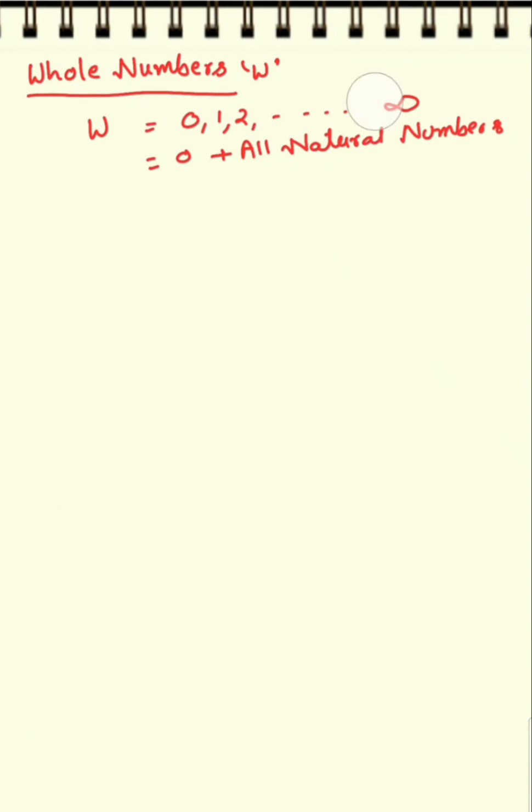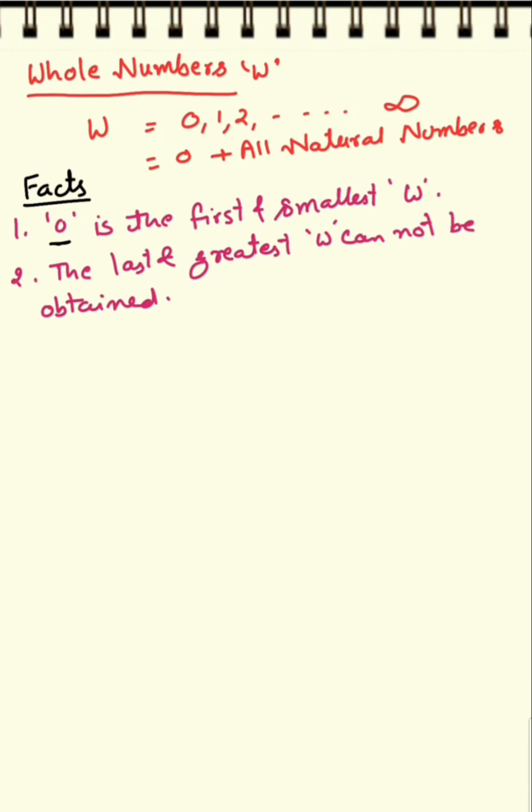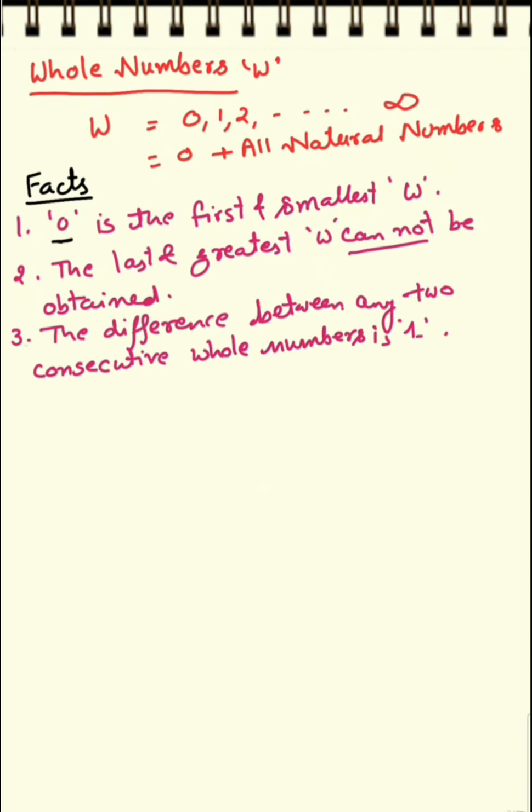Next we have whole numbers. Whole numbers are 0 plus all natural numbers. Now some facts about whole numbers. First, 0 is the first and the smallest whole number. Second fact is, the last and the greatest whole number cannot be obtained. Why? Because we have infinite whole numbers. Third, the difference between any two consecutive whole numbers is 1.